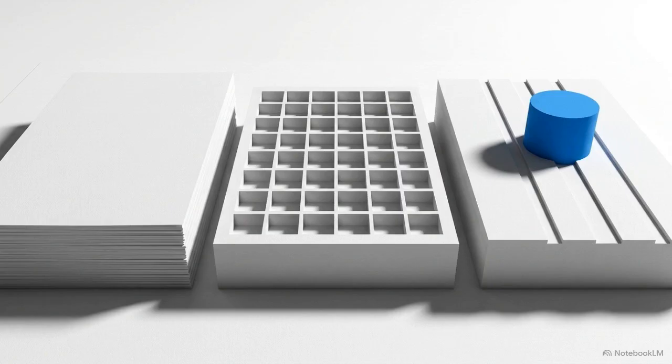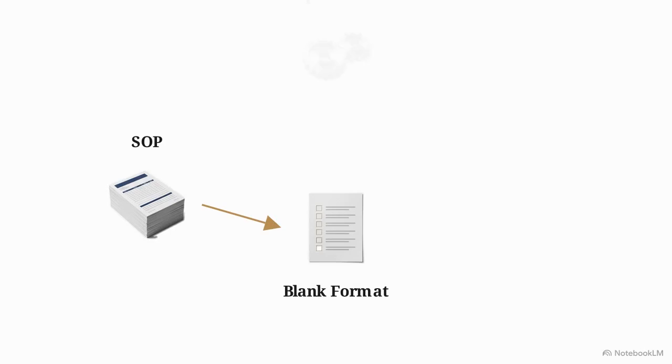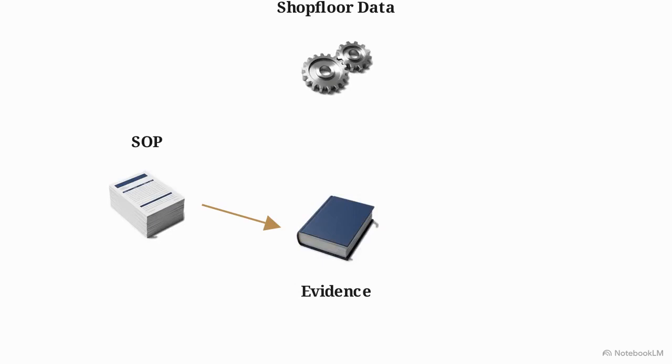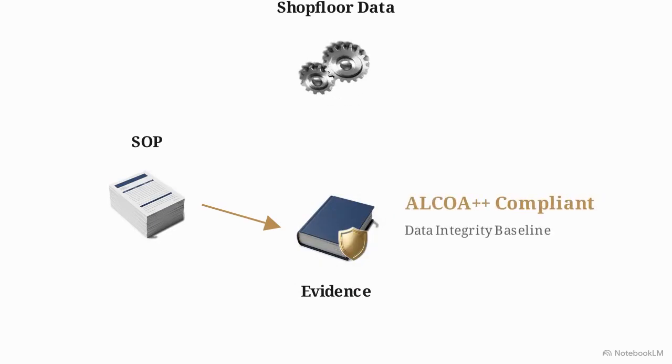An SOP requires physical attachments to capture the real-time execution of those instructions. These include formats, checklists, and logbooks. This sequence shows how data becomes evidence. The SOP generates a blank format, which then absorbs real-time data from the shop floor. This creates ALCOA++ compliant evidence, the baseline for data integrity.